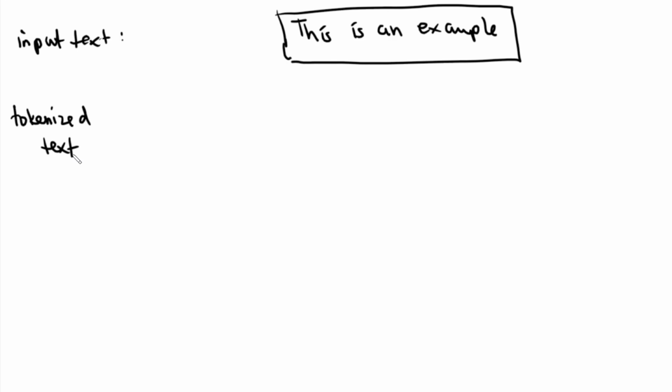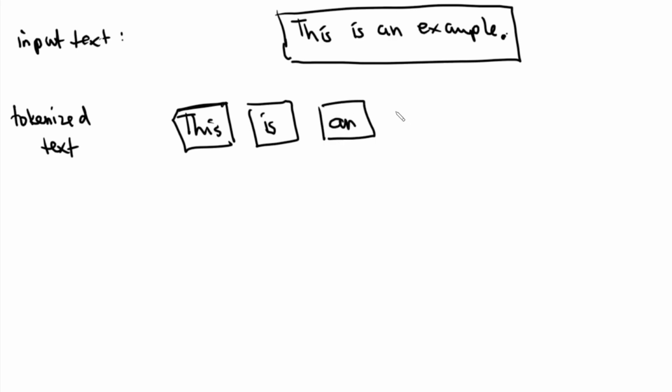To do this simply, we're just going to split it into words and special characters. So this is an example with a full stop. The tokenized text will now be this: "This" is one token, "is" is another token, "an" another token, "example" is another token. And then the special character, the period, is another token.